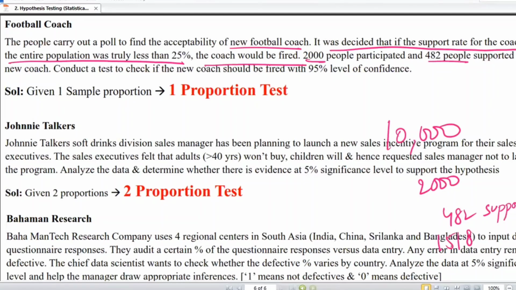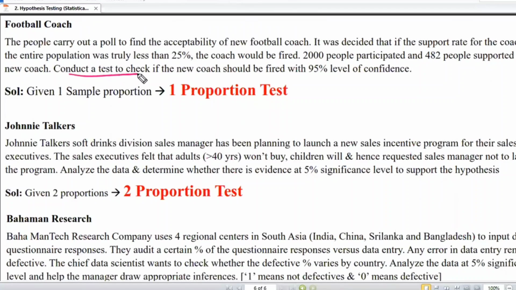Now, you have to conduct a test of whether the support is less than 25%. If you calculate 482 divided by 2,000, you will get a percentage. But this is the sample percentage. Based on the sample, you have to estimate the population percentage and conduct a test on whether the coach should be continued or fired. Now, what is the null hypothesis for this?